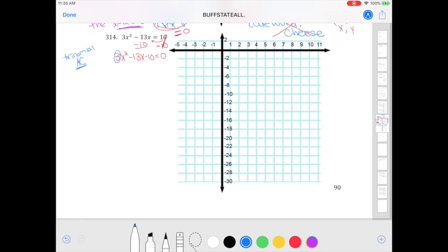So AC tells me my first step, I'm going to multiply A and C together. Notice that C is negative. So 3 times negative 10 is going to be a negative 30, and I list the factors of 30 off to the side. So this is going to be 1 times 30, 2 times 15, 3 times 10, and 5 times 6.